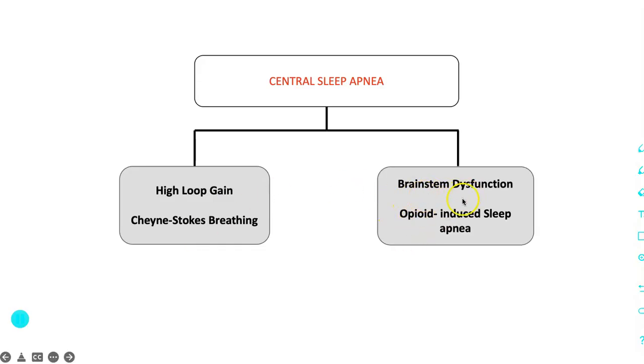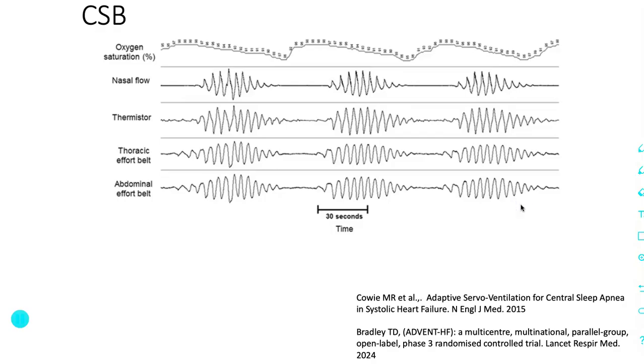On the other hand, brainstem dysfunction is caused by medication, like opioid-induced central sleep apnea. Here, the brain structures, particularly the central chemoreceptors, become desensitized and fail to properly sense the CO2 levels. The characteristics and presentation of central sleep apnea will differ significantly between these two situations, which impacts both diagnosis and treatment approaches.